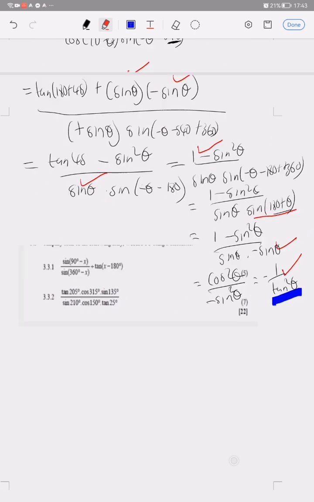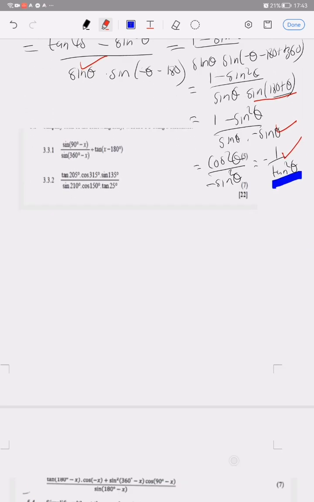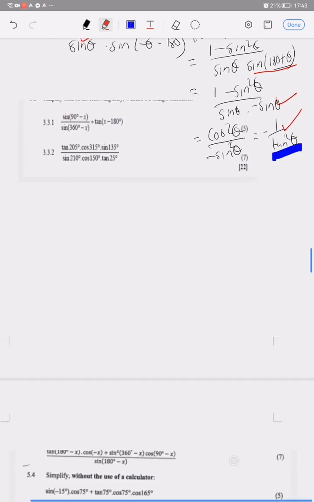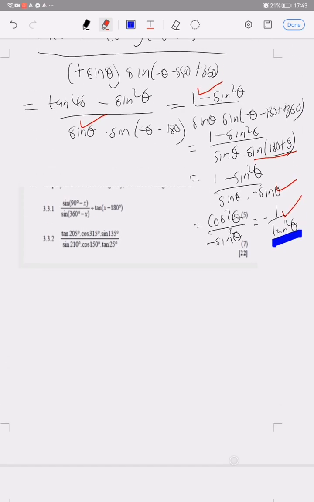Okay, let's go to the last one. Right, let's have this one. So what do we do here? Oh, this one was very simple. 5 marks. I bet everyone can get that 5 marks. Right, so what do we do on this one?